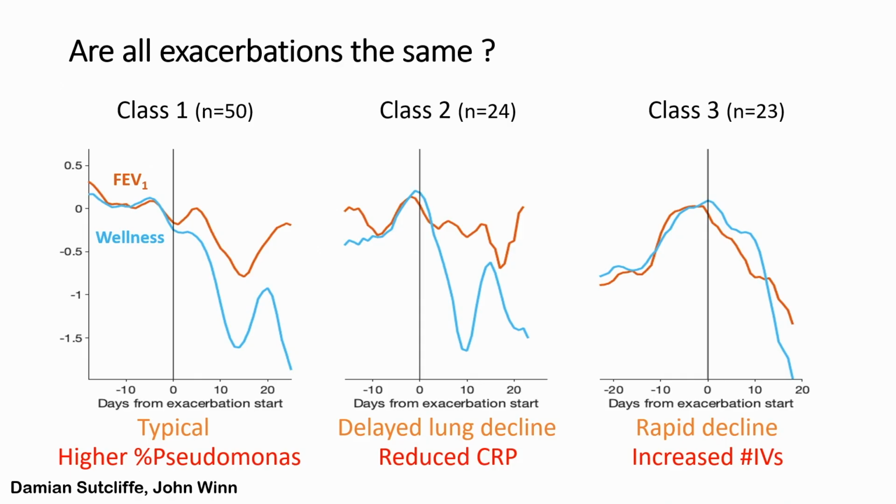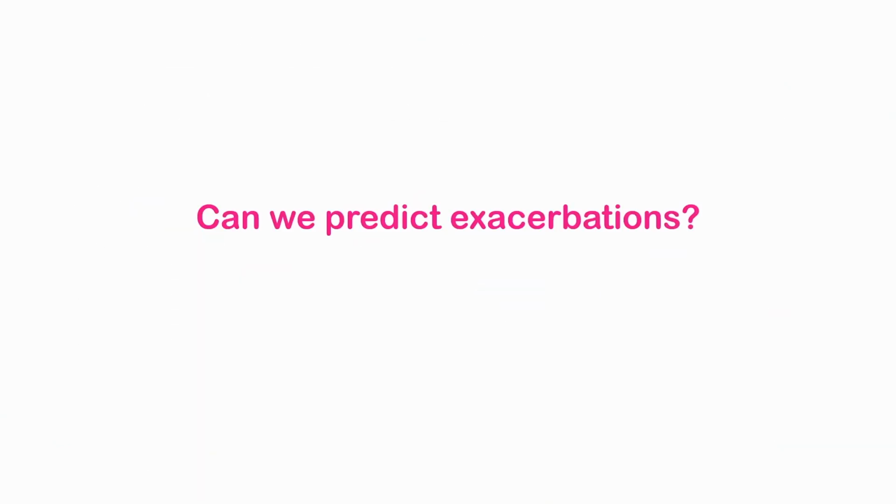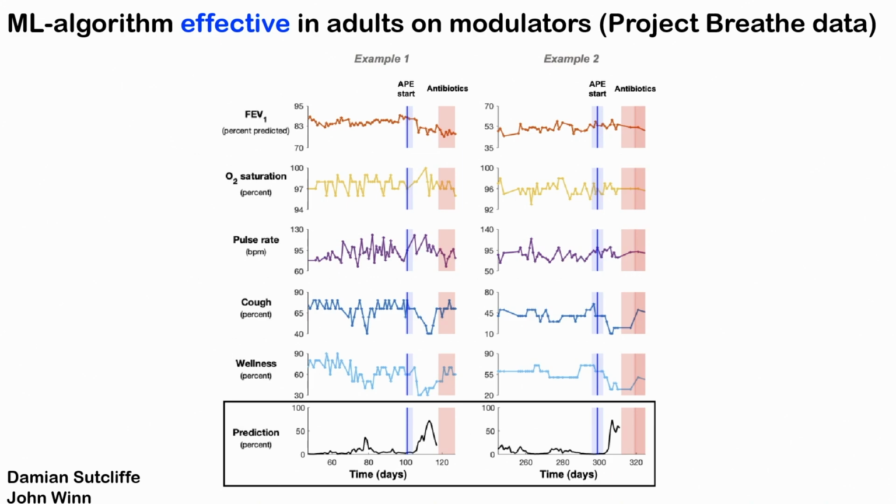So class 1 is what we would think of as a typical exacerbation. These patients tend to have higher Pseudomonas. Class 2, they have delayed function decline and reduced CRP, so we might not be picking them up in clinic if we're relying on lung function. And then class 3, well, patients who have decline. Then how can we predict this?